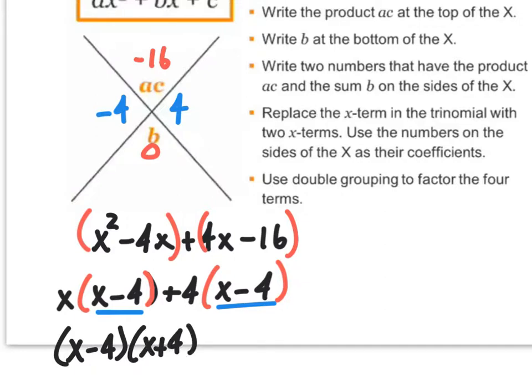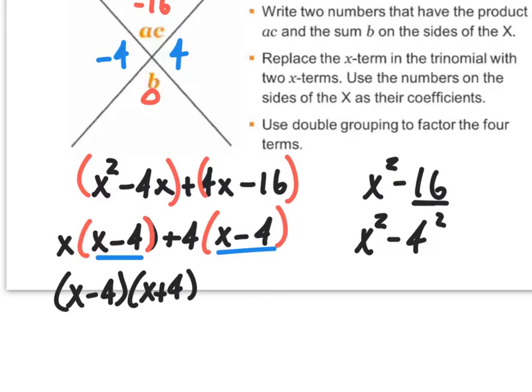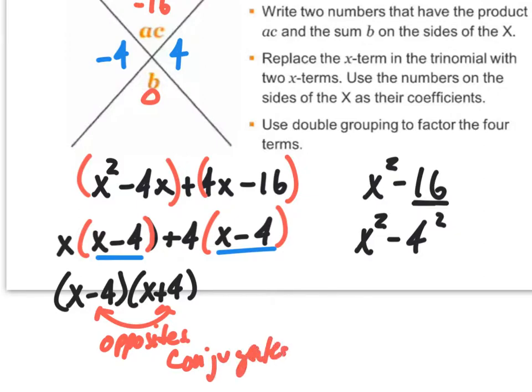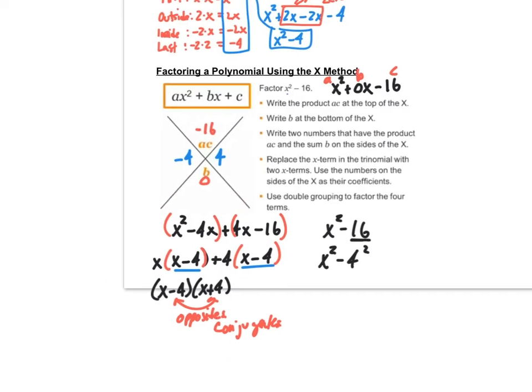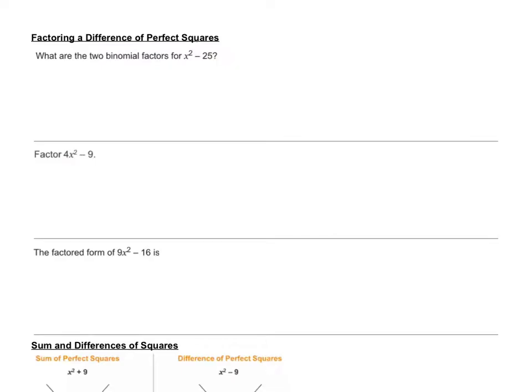The other thing that we can realize is that if we have x squared minus 16, notice that 16 is a perfect square. I could rewrite that as x squared minus 4 squared, okay? And notice that when I factor that, these are opposite binomials. Opposites. We also call these conjugates, and we'll get to that. All right, so that's all I have for that page. Let's move on to the next one.